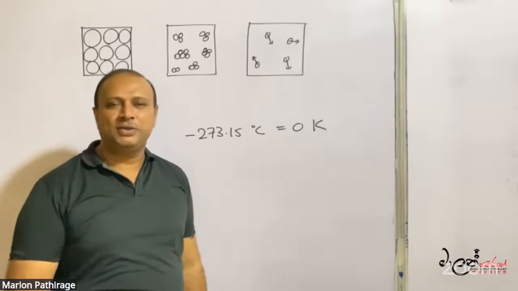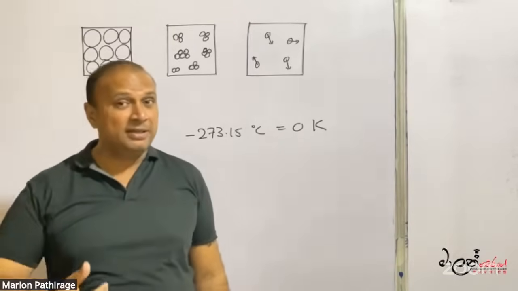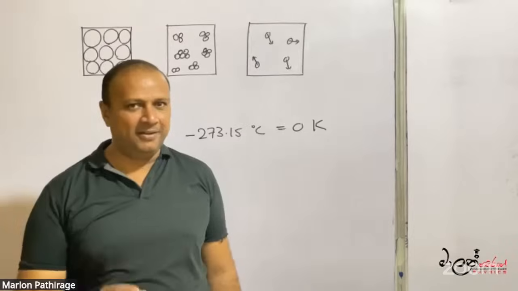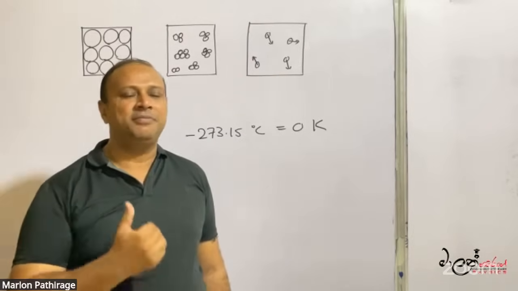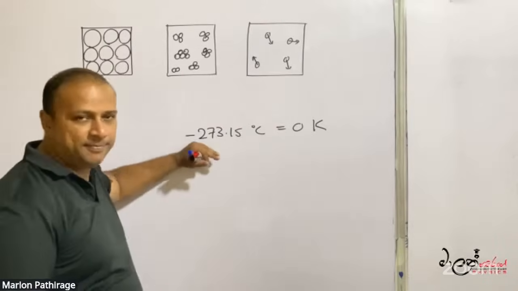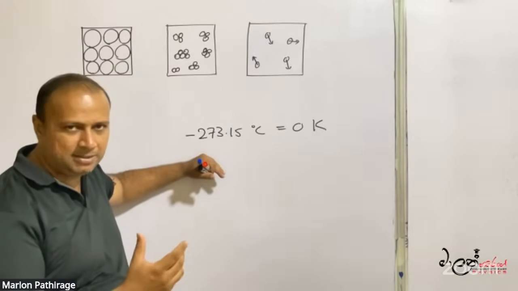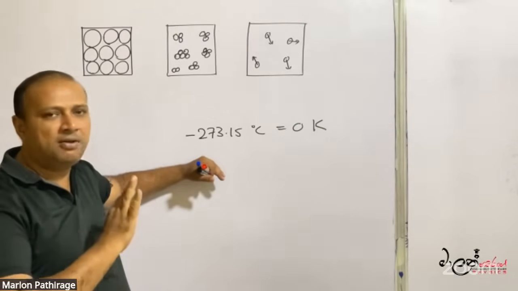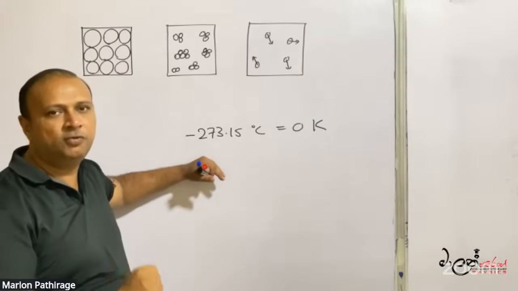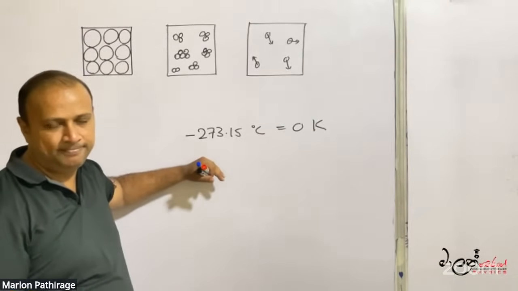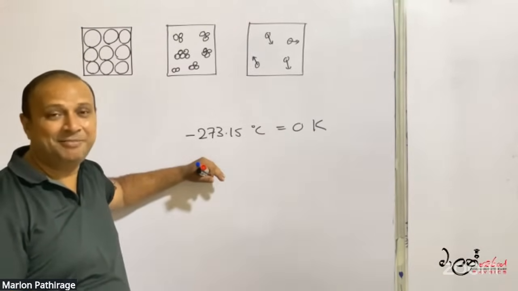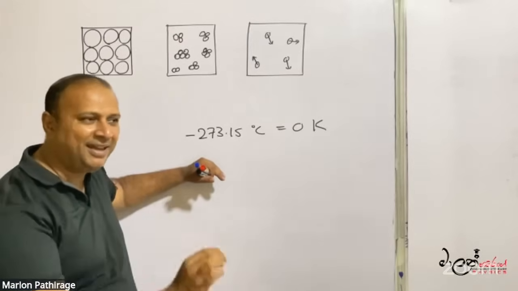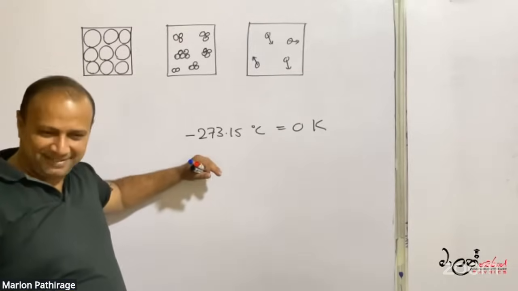But remember one thing: absolute zero is equal to minus 273.15 Celsius. That is the lowest possible temperature in the universe. At that temperature, all the particles stop their motion. That means there won't be any particle movement at that temperature, and the kinetic energy of the particles will be zero at that temperature.